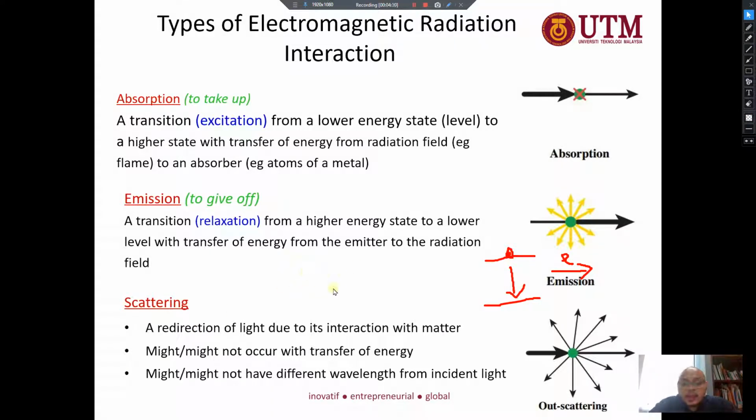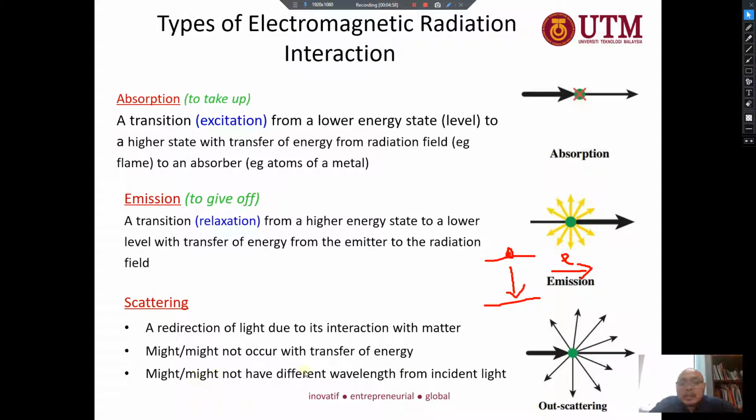So the next one is scattering. Scattering is the redirection of light due to its interaction with matter. So the analyte does not absorb or emit the light, but it scatters the light. It might or might not occur with transfer of energy. It is not absorbing, it is not emitting, but it is scattering. It might occur or might not occur. Not every interaction will produce scattering.